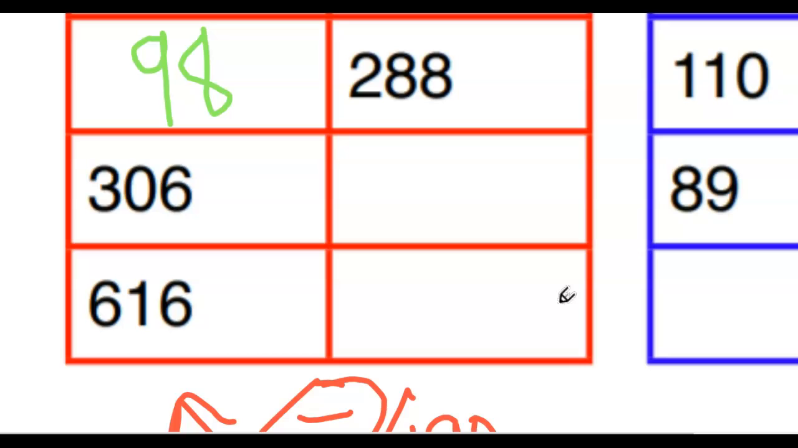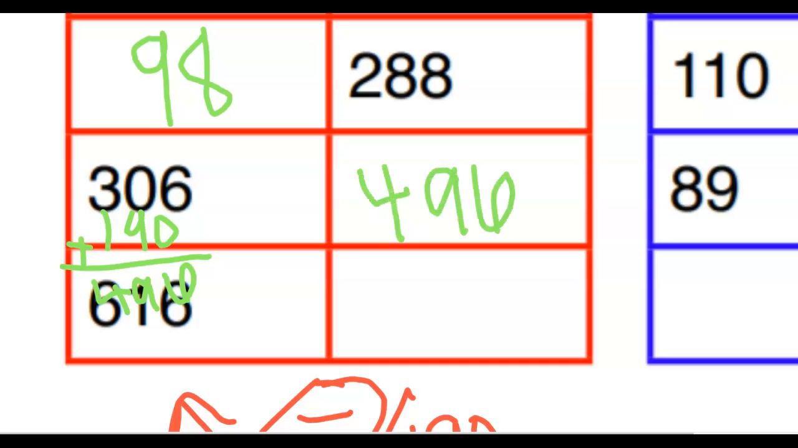All right, we're going from in to out. That means we are adding 190. 0 plus 6 is 6. 0 plus 9 is 9. And 3 plus 1 is 4. 496. Easy peasy one.